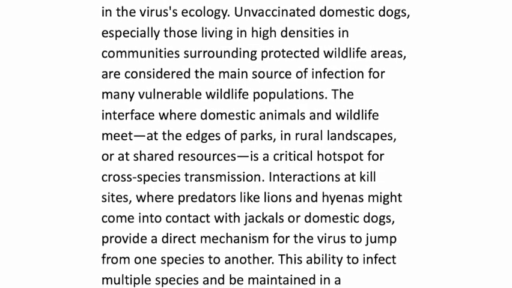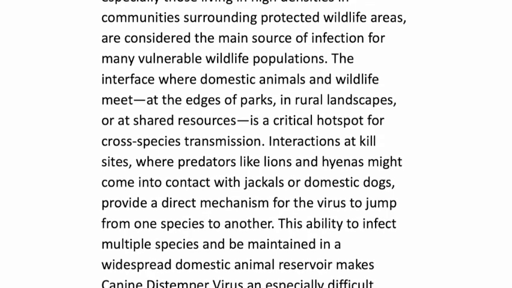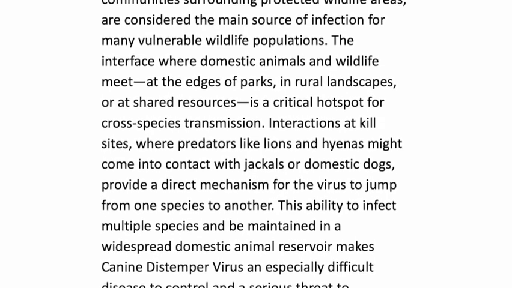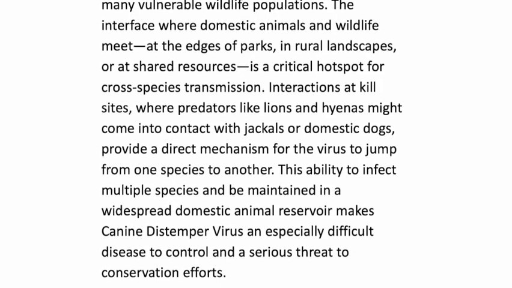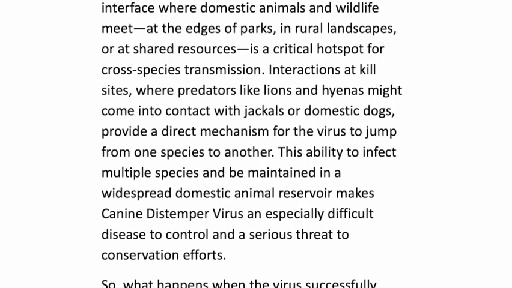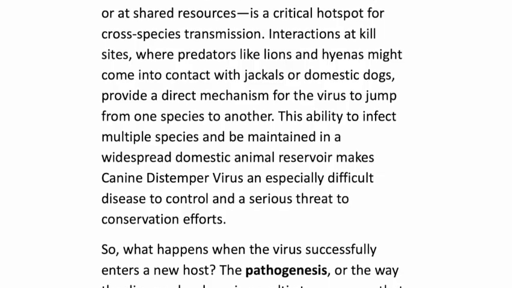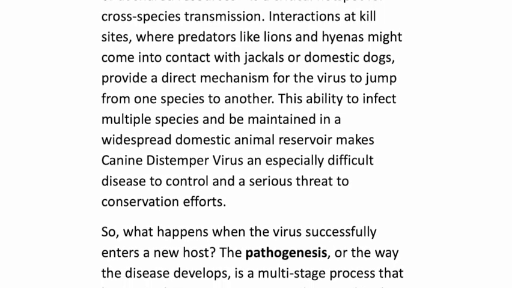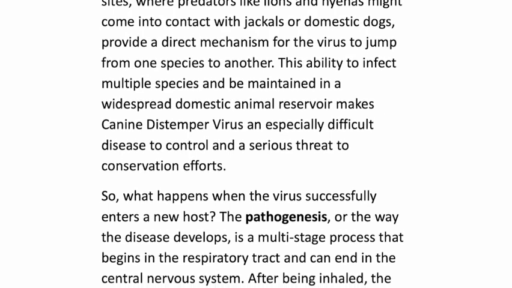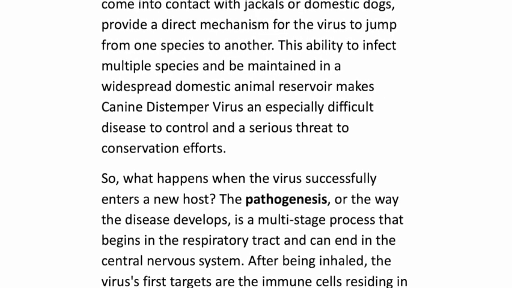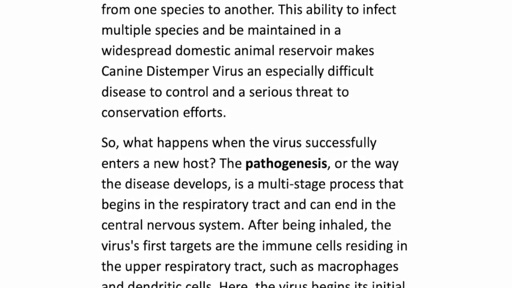The interface where domestic animals and wildlife meet, at the edges of parks, in rural landscapes, or at shared resources, is a critical hotspot for cross-species transmission. Interactions at kill sites, where predators like lions and hyenas might come into contact with jackals or domestic dogs, provide a direct mechanism for the virus to jump from one species to another. This ability to infect multiple species and be maintained in a widespread domestic animal reservoir makes canine distemper virus an especially difficult disease to control and a serious threat to conservation efforts.